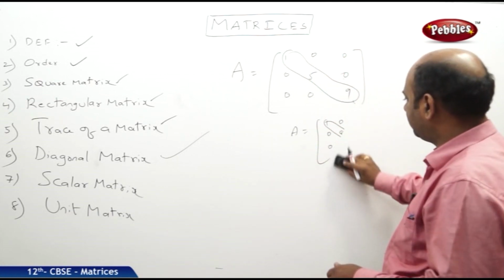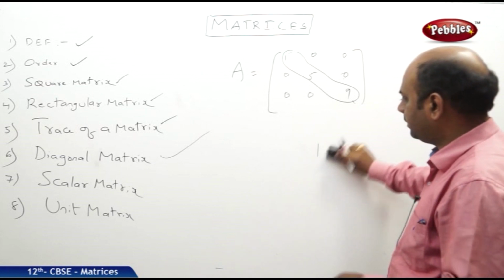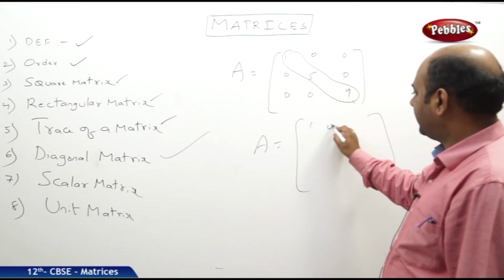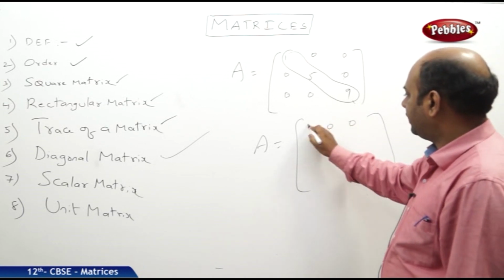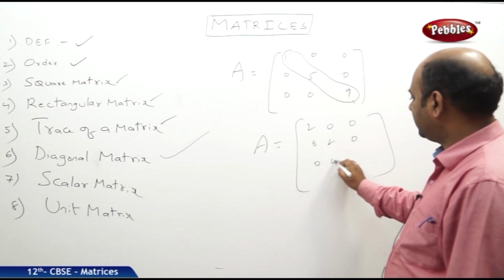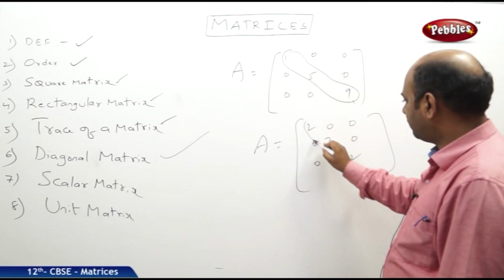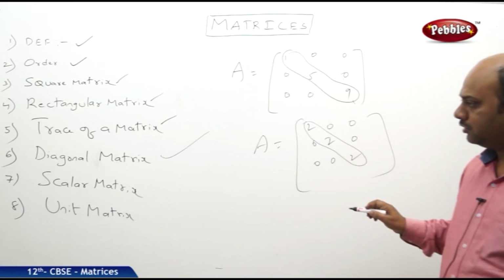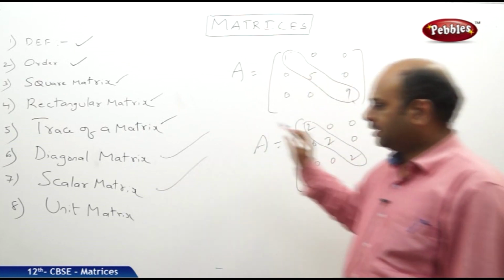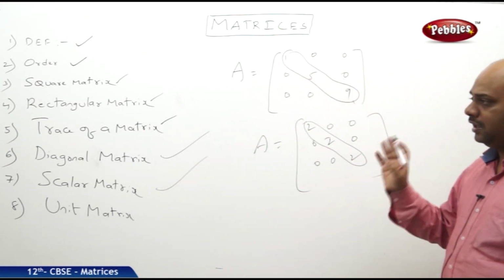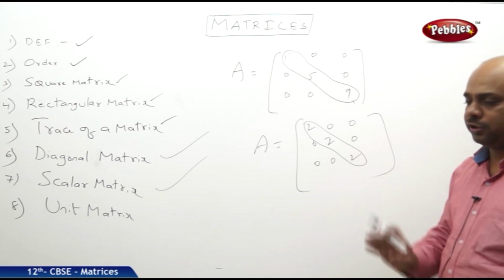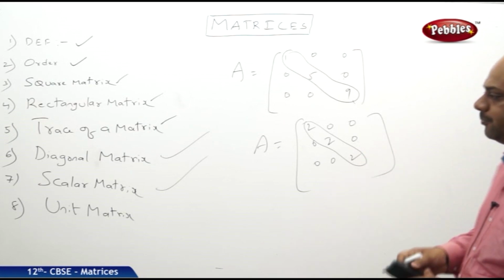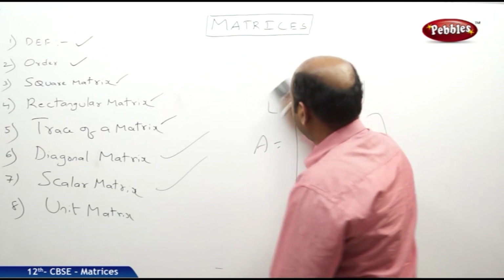Now what do you mean by a scalar matrix? A scalar matrix is also a diagonal matrix where all the elements of the principal diagonal are equal. That means if all the elements of this principal diagonal are equal, then we can call that matrix a scalar matrix. Observe carefully here: to define trace of a matrix, diagonal matrix, and scalar matrix, all these matrices must be square matrices. Next, what do you mean by a unit matrix?